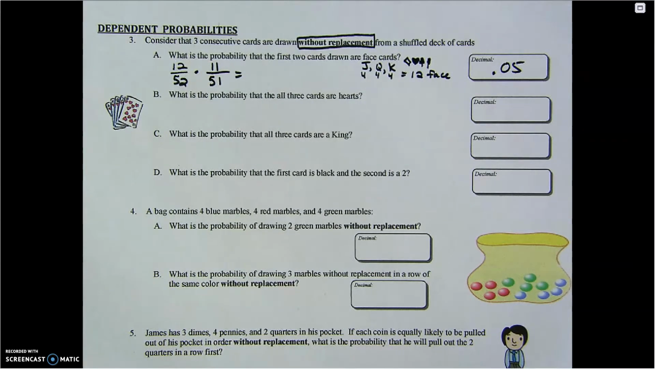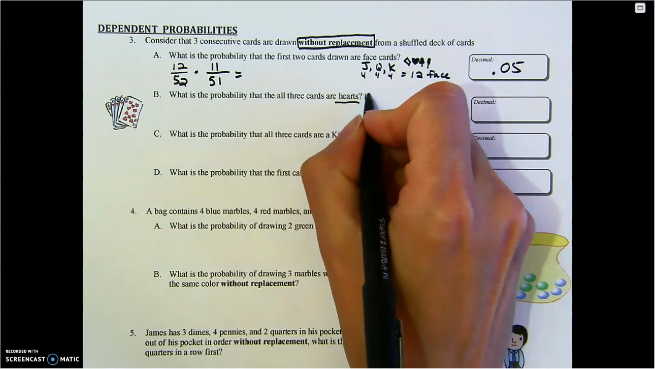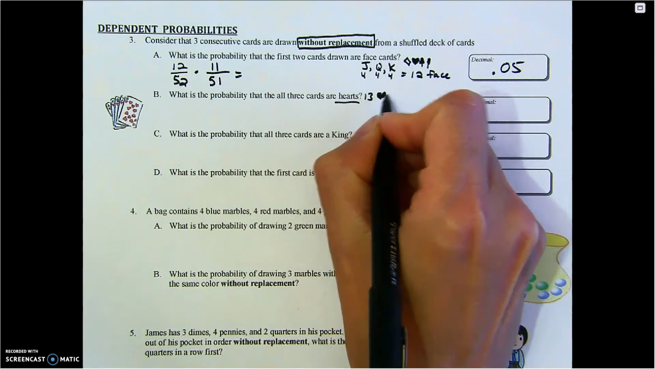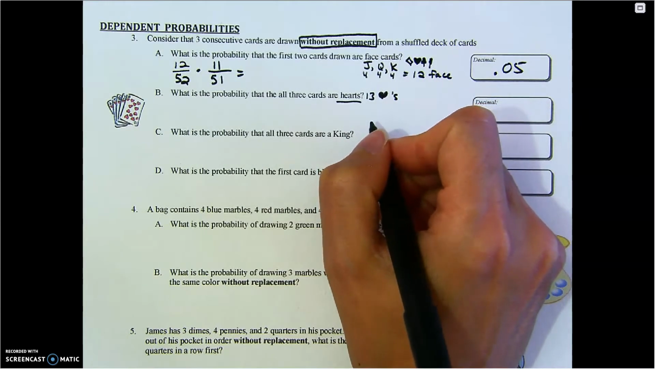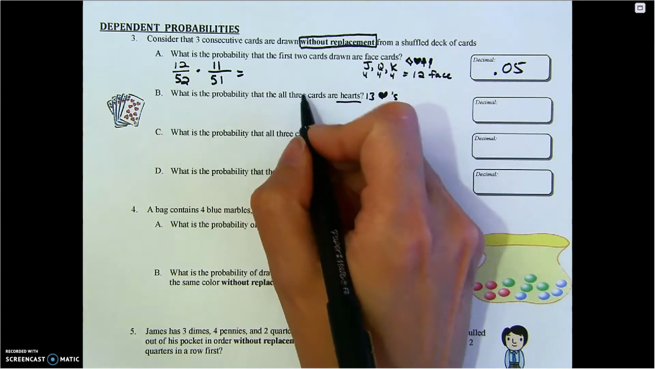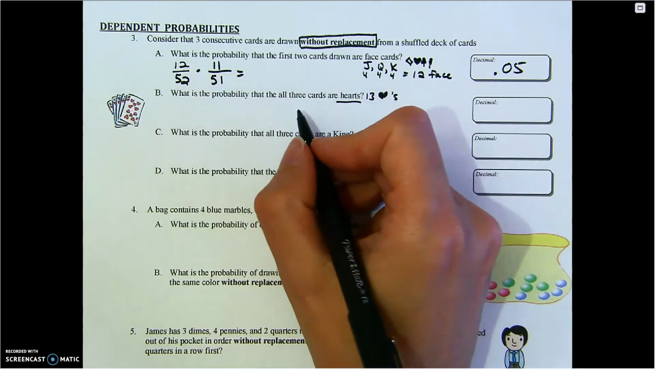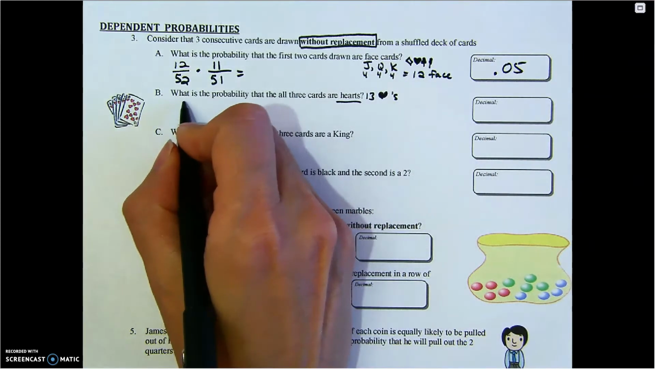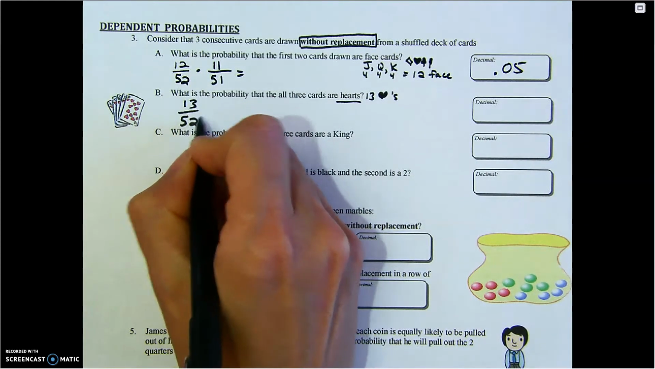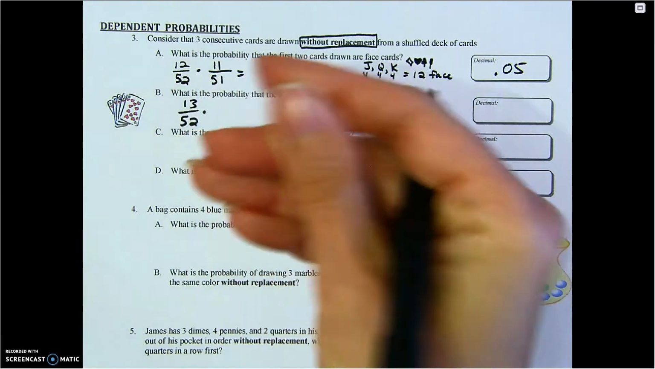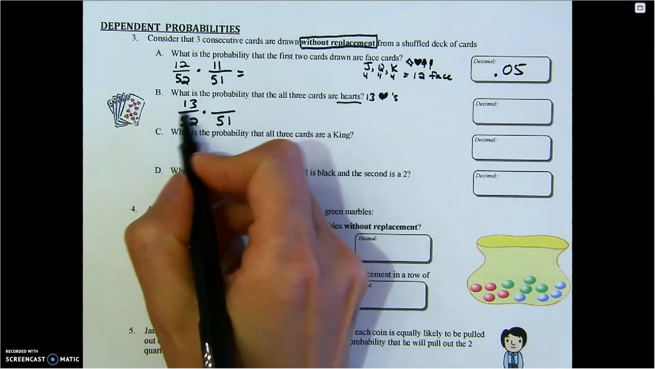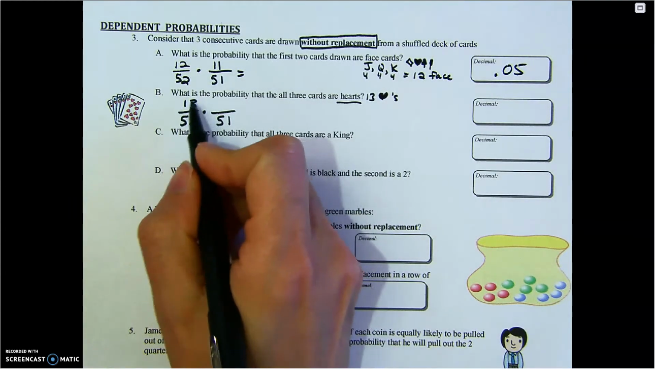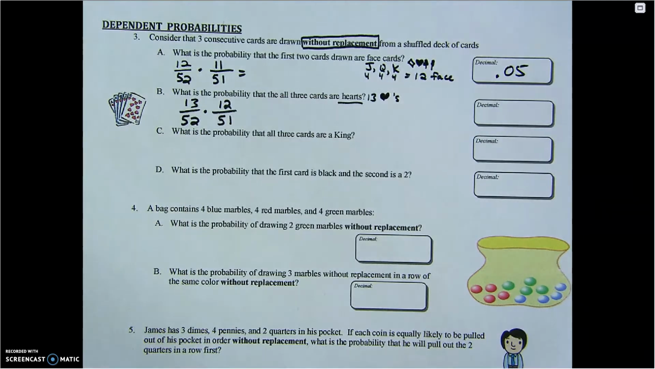What is the probability that all 3 cards are hearts? Okay, there are 13 hearts in a deck. You've got 2, 3, 4, 5, 6, 7, 8, 9, 10, jack, queen, king, and ace. We're going to draw 3 cards without replacement. So when we first reach into the deck of cards, there's 13 hearts out of 52. We take that card and we put it on the side. Now we're down to 51. Theoretically, the first card was a heart.